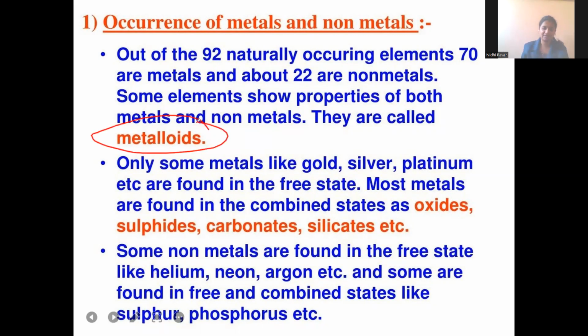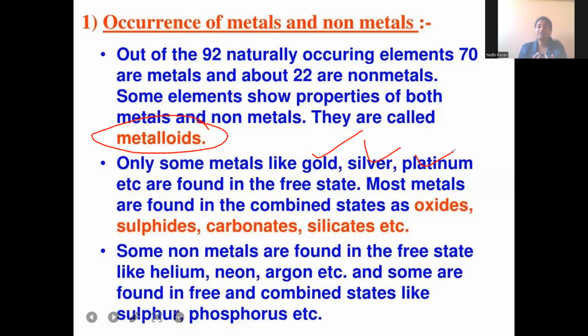For example, germanium. Among the metals, certain metals like gold, silver, and platinum are found in the free form. Gold we get only as gold, silver only as silver, and platinum only as platinum. But most of the metals we get in a combined form. What is this combined form? For example, iron, copper, aluminium.